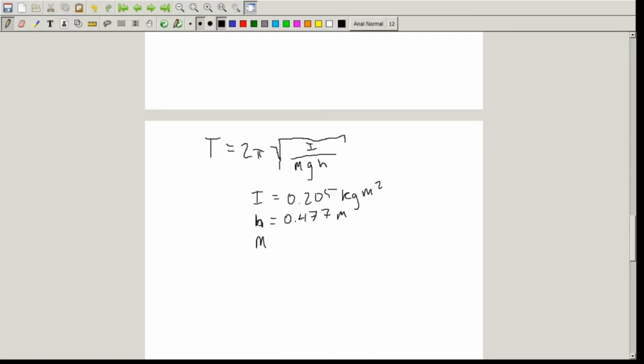And our total mass is going to be the sum of the 0.5 kilograms and the 0.27 kilograms of the two pieces. So that's going to be 0.77 kilograms, and gravity is of course going to be 9.81 meters per second squared. So if we plug all of this in, we get T, the period of oscillation for the physical pendulum, is going to be roughly 1.5 seconds.